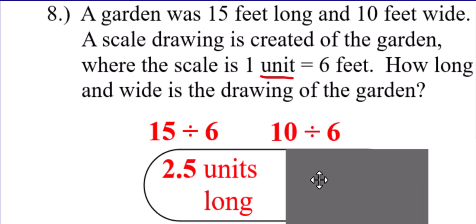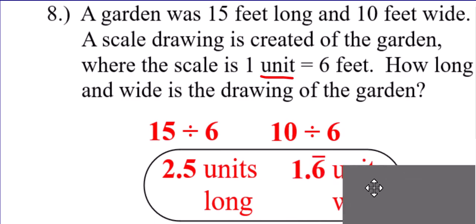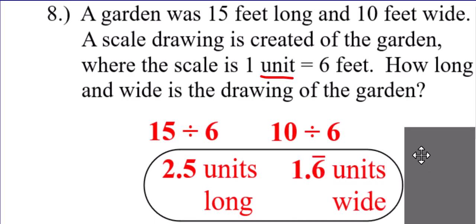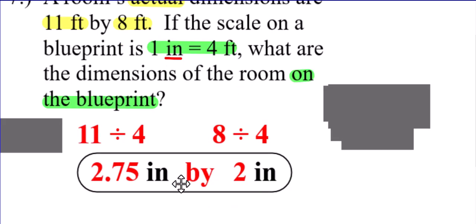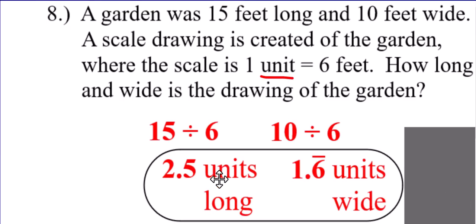And 10 divided by 6 is 1.6 repeating. So that's how wide it is. Now, if you would like to put the word "by" in between, like we did on problem number 7, you could do that. If you want to say the length is 2.5 units and the width is 1 2/3 units, you could. I really don't care how you answer this. I just care that you have the unit of measure being units for this problem. And by the way, 1.6 repeating could also be written as 1 2/3.